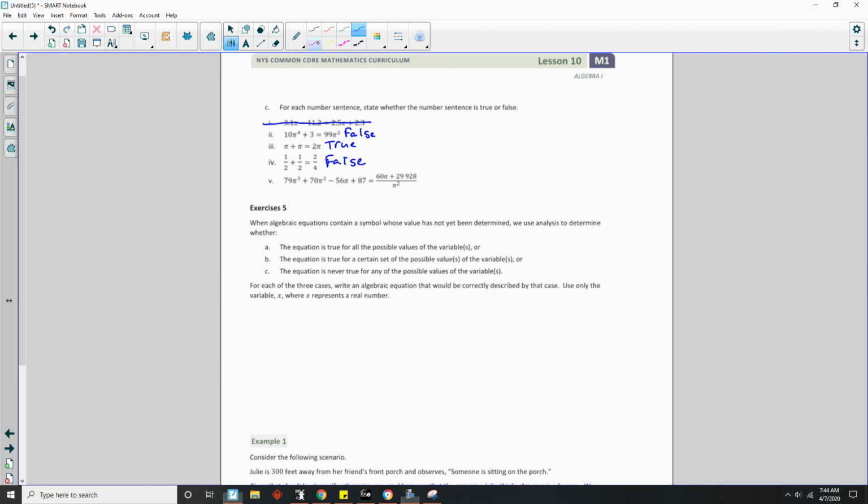Okay, so I'm going to look at 5 a little more closely. I'm going to do this algebraically. So if I multiply by pi squared to both sides, the whole thing, these pi squareds cancel. 79 pi cubed times pi squared is 79 pi to the third plus squared, which is to the fifth, plus 70 pi squared times pi squared is 70 pi to the 2 plus 2, which is 4, minus 56 pi times pi squared is pi to the third. And then I'm going to subtract 87 from both sides. And that is going to give me 29,841. That is an integer.